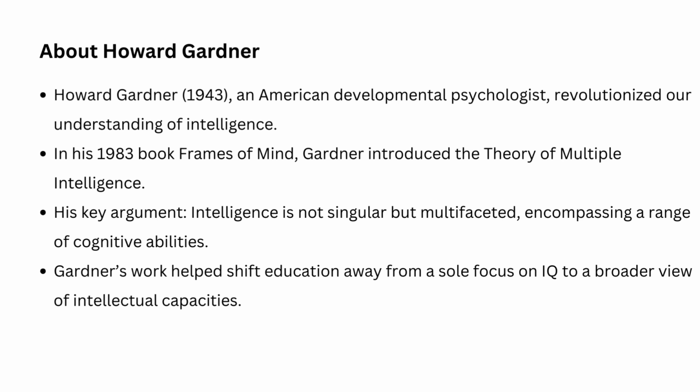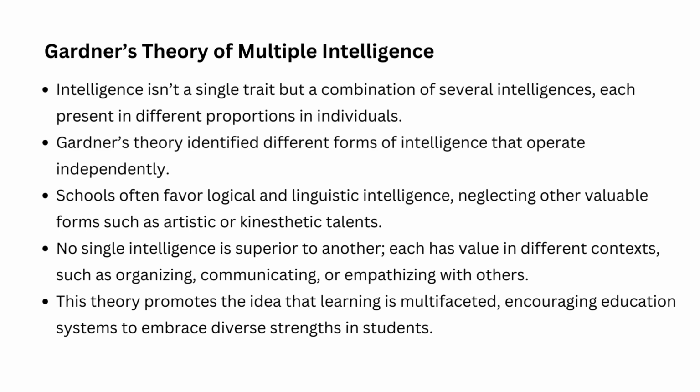Now, let us dive into the core of Gardner's theory. Howard Gardner believed that intelligence is not something you either have or don't have. Rather, he argued that everyone has a combination of several intelligences but in different proportions. This means that while someone may be really good with numbers and logic, another person might be more talented with words or in sports or in music. This theory basically encourages us to recognize the many ways people are intelligent.